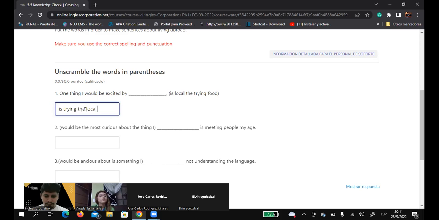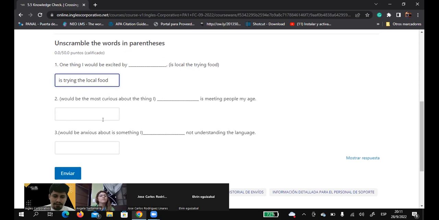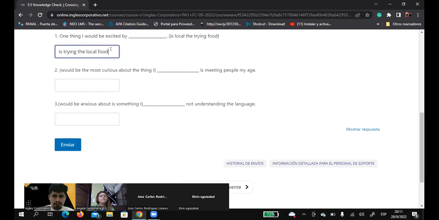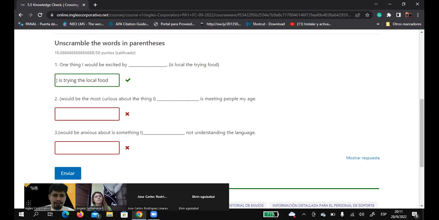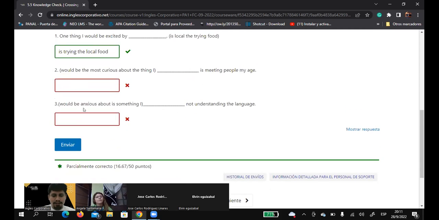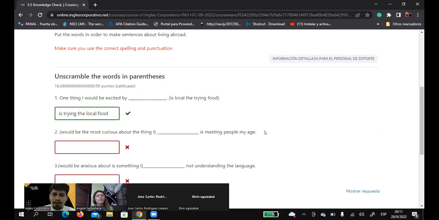The local food. Okay, well, the period at the end is giving us that option. So in this case, we're not including it. So let's check. Yes, that's correct. It's trying local food. One thing I would be excited by is trying the local food. Very good. Well, and then you have the other two sentences here.